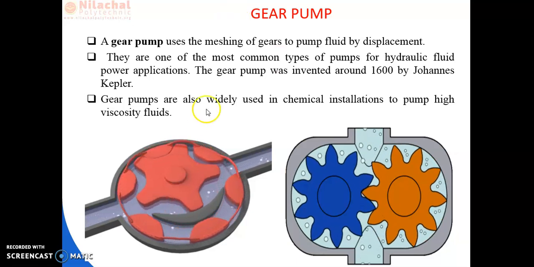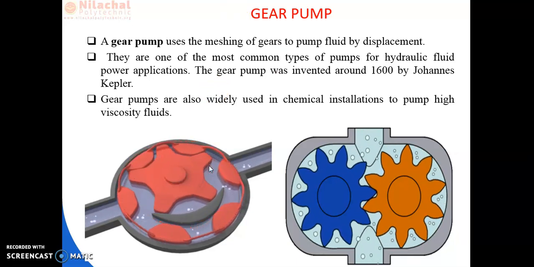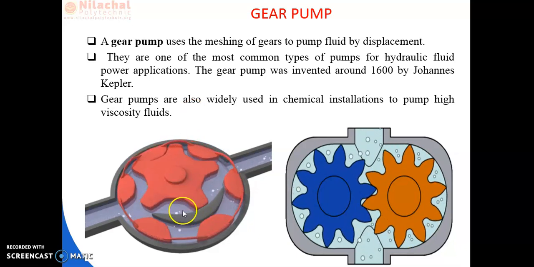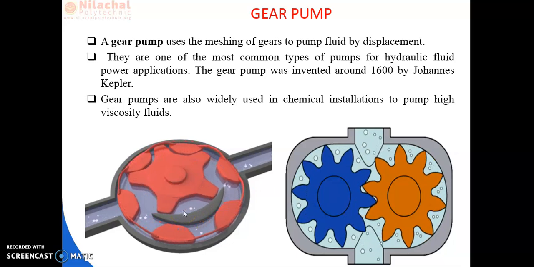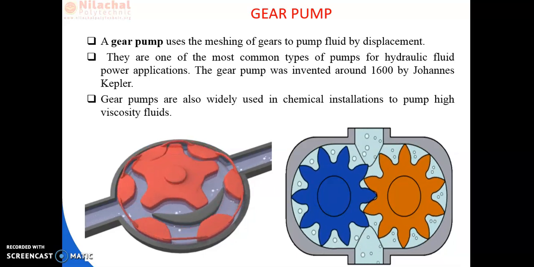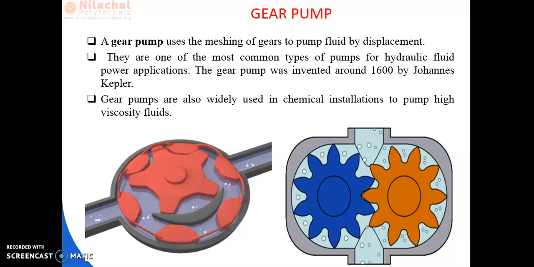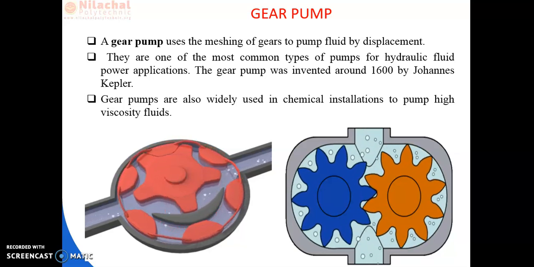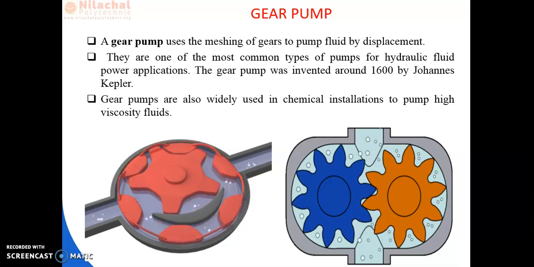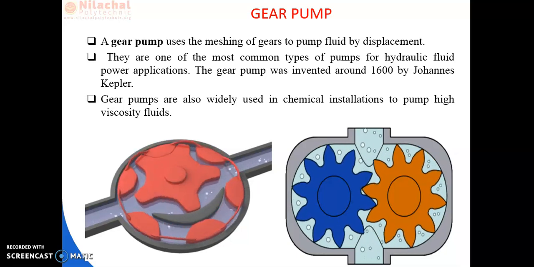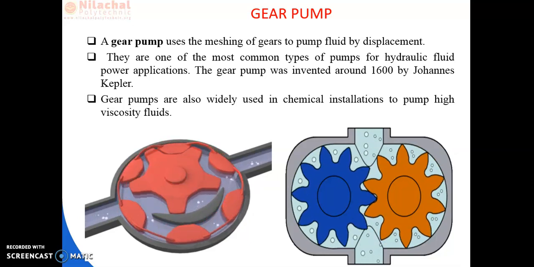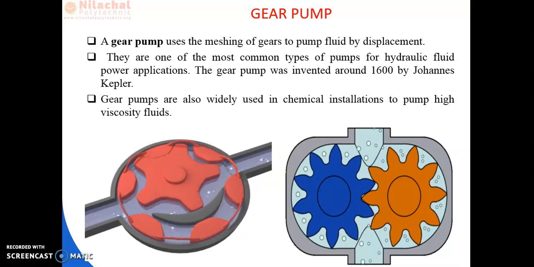As shown in the figure, we have two types of gear pumps: an external gear pump and an internal gear pump. This is the most common type of pump for hydraulic fluid power applications, and the gear pump was invented in 1600 by Johannes Kepler. Gear pumps are widely used in chemical installations to pump high viscosity fluids.